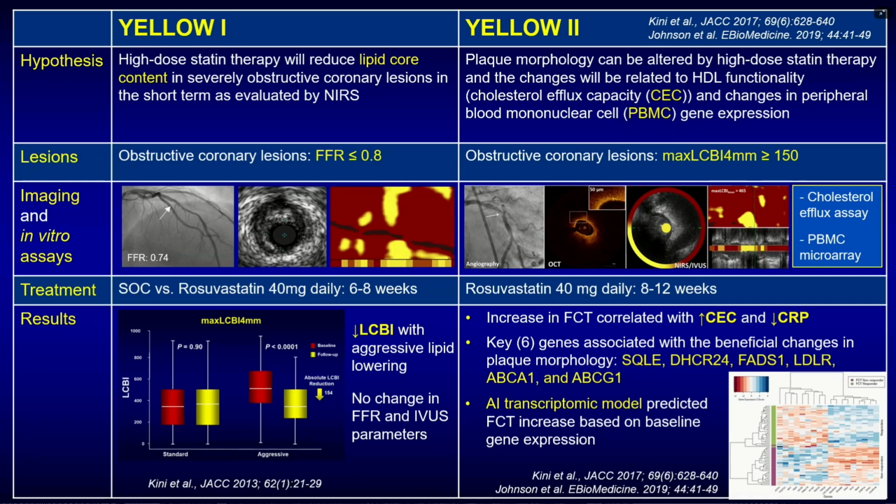We definitely showed that by using just rosuvastatin in a single arm, in 12 weeks there was a change in fibrous cap thickness, which correlated with improvement of cholesterol efflux, the way we think lipid comes out of the plaque. We then looked at gene expression, to understand why this happens in patients whose plaque morphology changes, and we came across 6 key genes associated with cholesterol metabolism and smooth muscle cells. In 2019, we used machine learning: the entire gene panel was entered into a machine learning model, and we predicted fibrous cap thickness change to statin therapy based on their baseline genes.